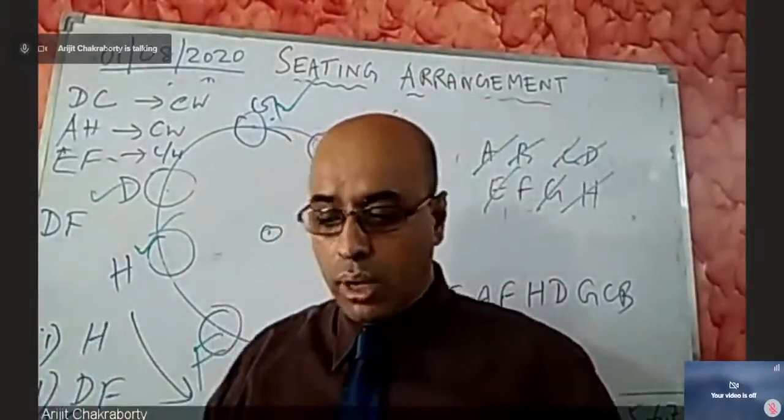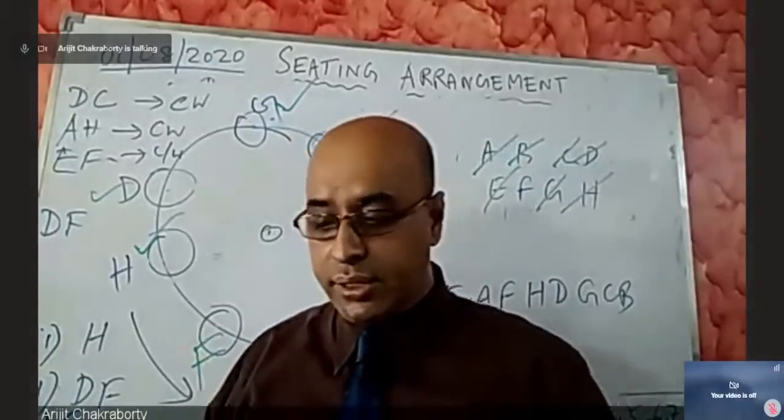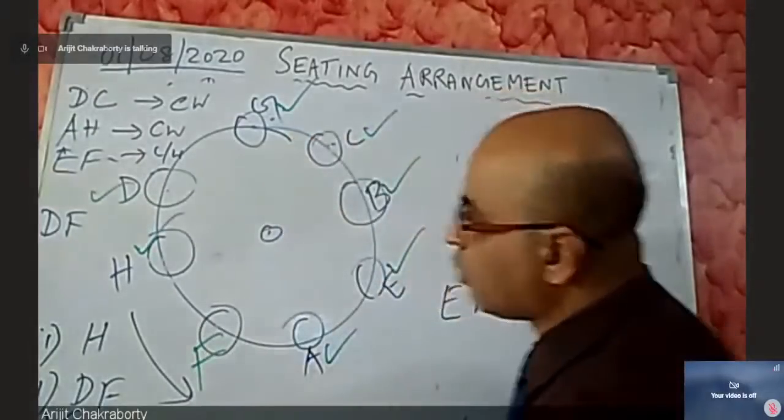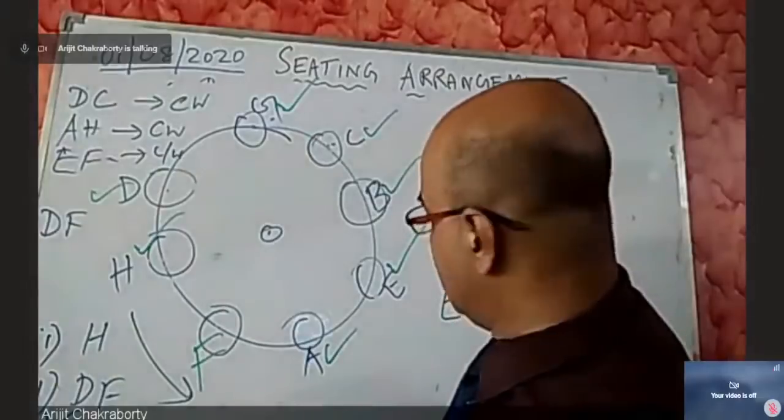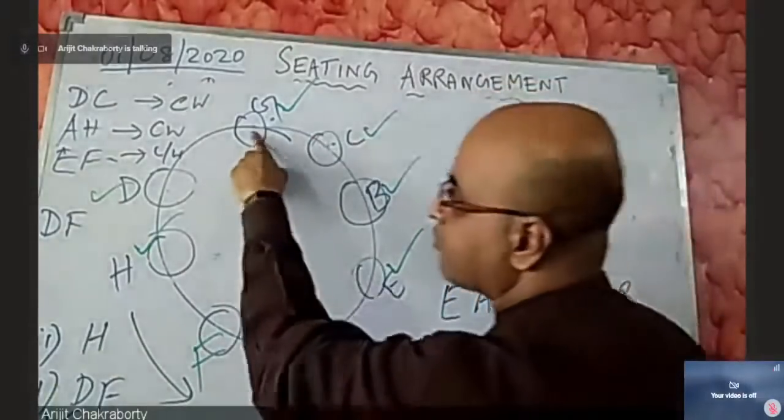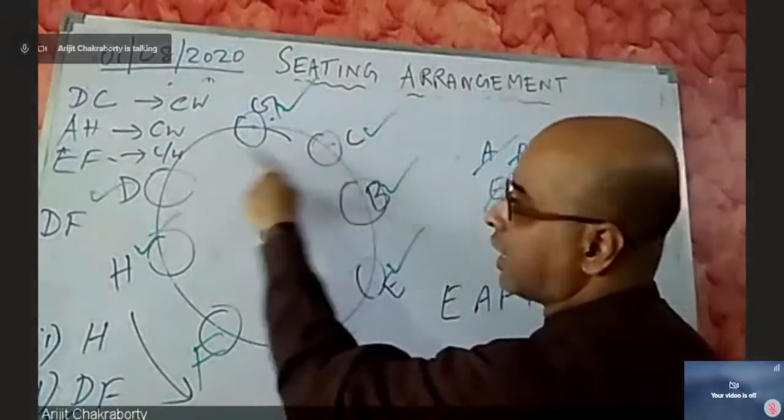Fourth question: who amongst the following are immediate neighbors of G? So who are the immediate neighbors of G? Now where is G? G is here. Neighbors are C and D.